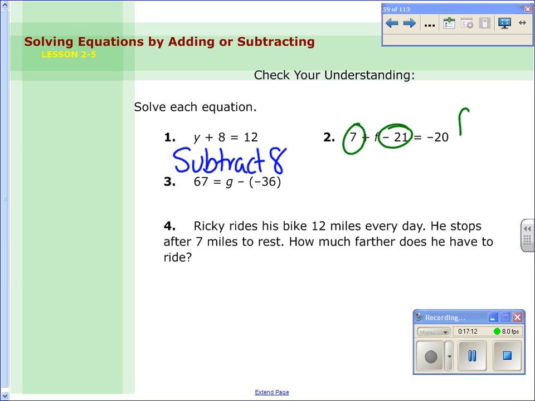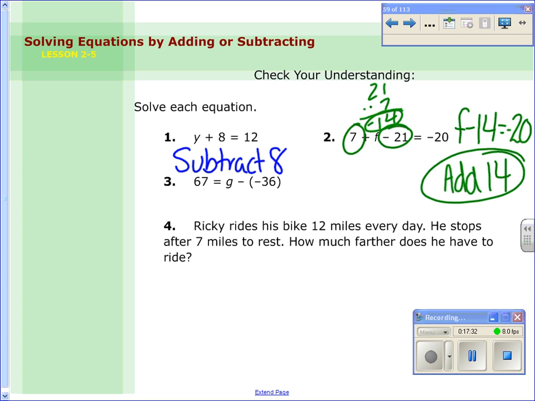So instead you'd end up with f, well, 21 minus 7 is 14. That 21 is negative, so it's negative 14 equals negative 20. So some people would put those numbers together first and then say, oh, I'd add 14. That's how I get f by itself. So it really depends on how you looked at it. So you might say, oh, I'd subtract 7 and add 21 to both sides. Or you might have said, oh, I'd put those numbers together and then add 14.